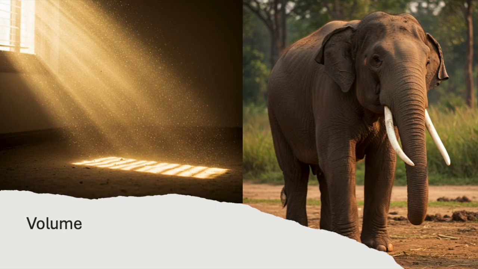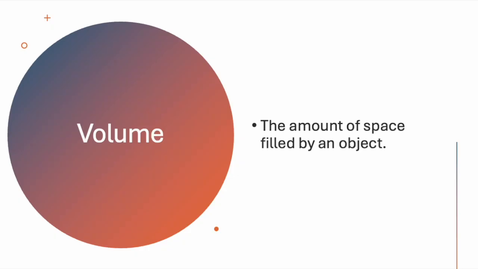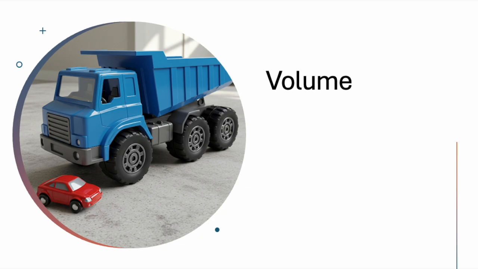That's volume. Now, think about a small toy car and a big toy truck. The truck takes up more space than the car, so we say the truck has a bigger volume. It's like saying the truck is more spacey than the car.